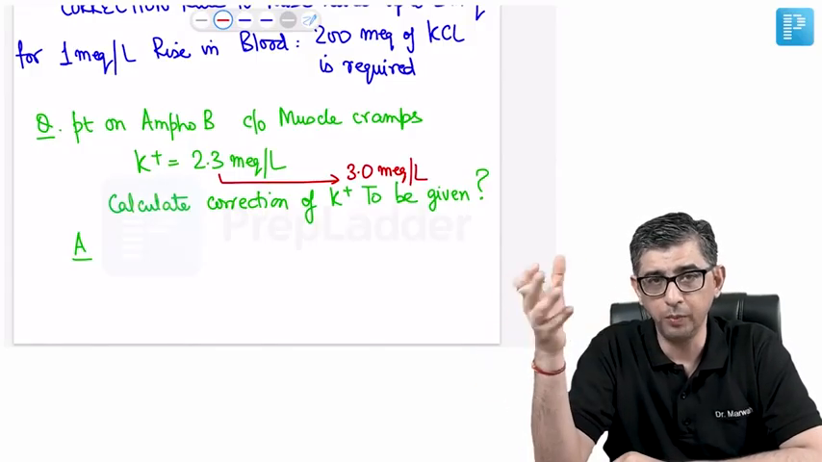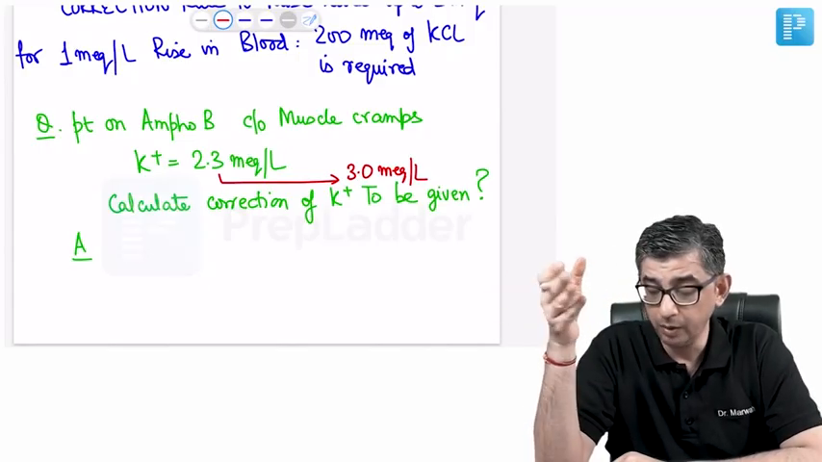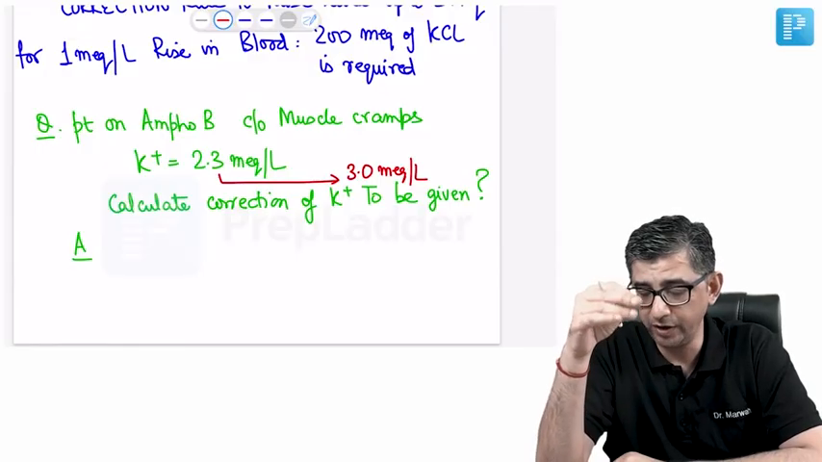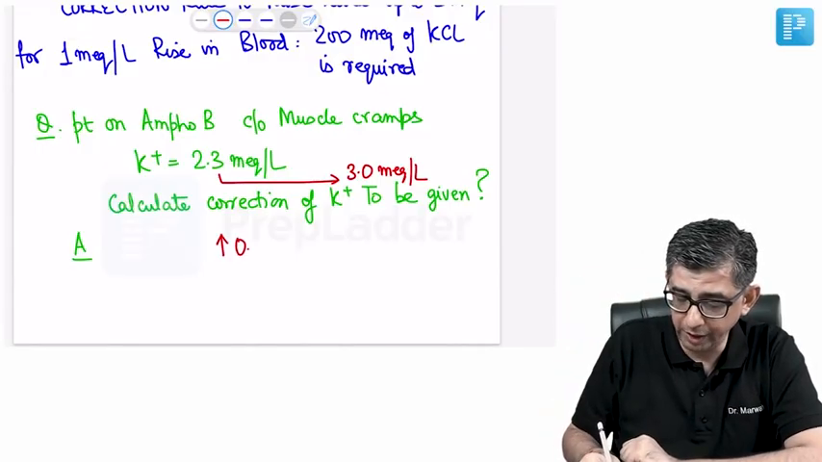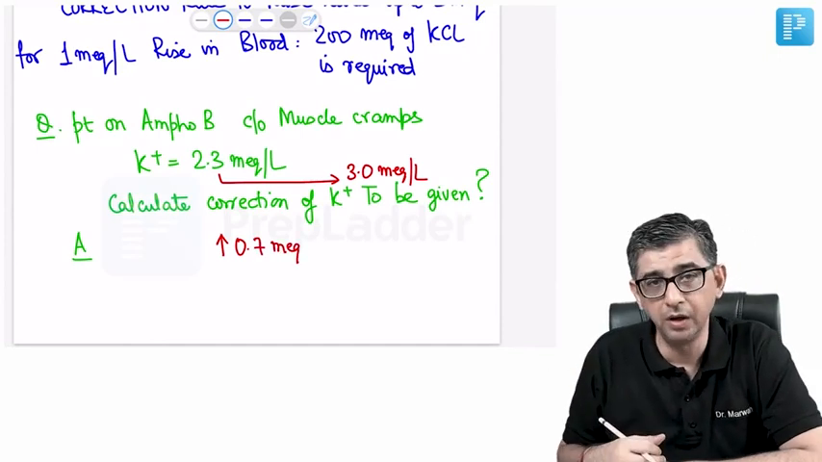From 3 to 3.5, I will be doing an oral correction. I can give oral potassium chloride. The patient will be able to take it orally, and the bowel sounds usually come back beyond 3. But from 2.3 to 3, because there is an ileus component also, I have decided to give an IV correction to the patient. You can see mathematically here that the rise in the blood value is 0.7.